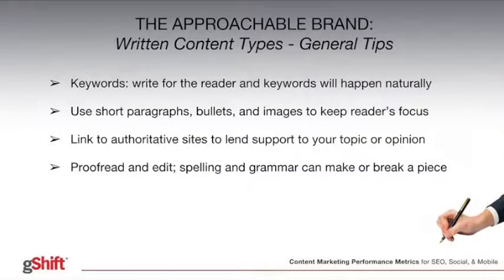So some general tips around written content. Keywords, obviously first and foremost. You know, we're SEO, we know this is what we do. So you need to make sure that you're writing for the reader first and foremost, and the keywords will naturally happen. So sometimes with written content types, people get very caught up on making sure that their keywords are in strategic locations. I would say that although you definitely want to be aware of them, and you definitely want to make sure that you're using the keyword in 2 or 3 different ways within a piece of written content.